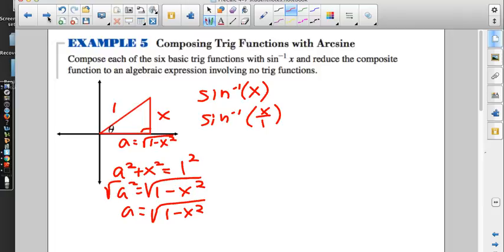Because they just want the ratios of these functions. Compose each of the 6 basic trig functions with inverse sine and reduce the composite function to an algebraic expression involving no trig functions. Algebra, that's what we're supposed to do. So, they want us to do this. They want us to take what we know from this picture and use it to make composites. So how we're going to start all of these is by this.